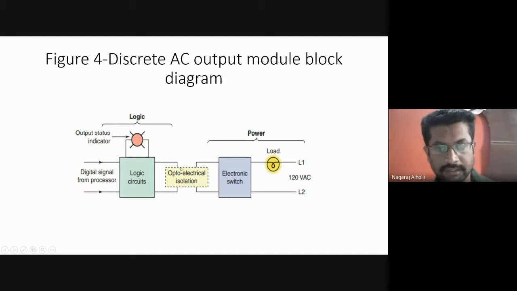Then from there it is applied to the optical isolation circuit, the optoelectrical isolator, where it is providing the light energy on the transistor. Then the transistor conducts, and based on that conduction, the load is turned on, or the output field device is turned on. That means when the input signal is present, the LED is turned on and the load device is also turned on.